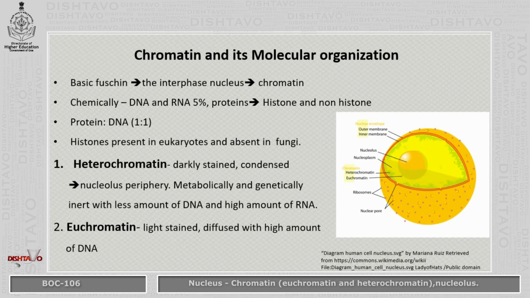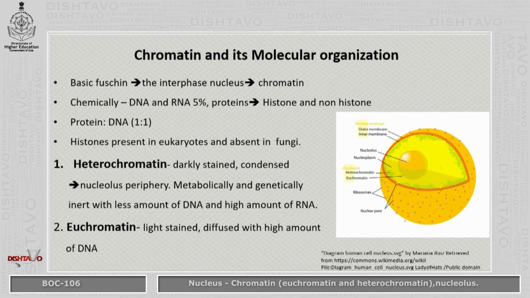Let us look at chromatin and its molecular organization. As you have studied the nucleus, you know very well that the nucleus appears in its prominent form during the interphase stage. When at this stage the cell is stained with basic stain, certain things will be stained and certain things will not be stained. With this, we can understand the chemical nature of chromatin.